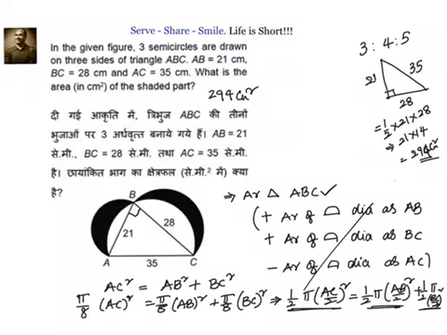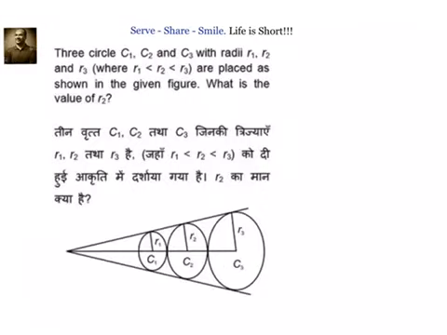Let's go to the next problem. Three circles C1, C2, C3 with radii R1, R2, R3 are placed as shown in the given figure. What is the value of R2 in terms of R1 and R3?